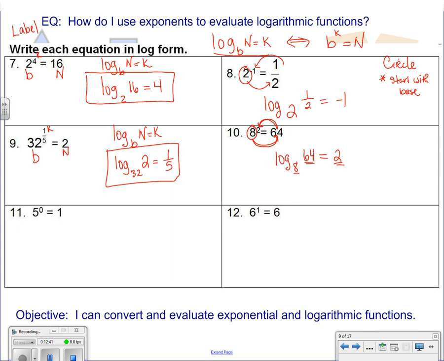So on number 11 and number 12, you get to decide which method you want to use, whether it's the label method or the circle method. I'm going to show the label method on the odds, the circle method on the evens. So let's go. This is the label method, so I'm labeling my bacon and now rewriting it. Log base 5 of the number 1 is equal to 0. Number 12, I'm using the circle method. My base is 6, so I have log base 6 of the number 6 is equal to 1.